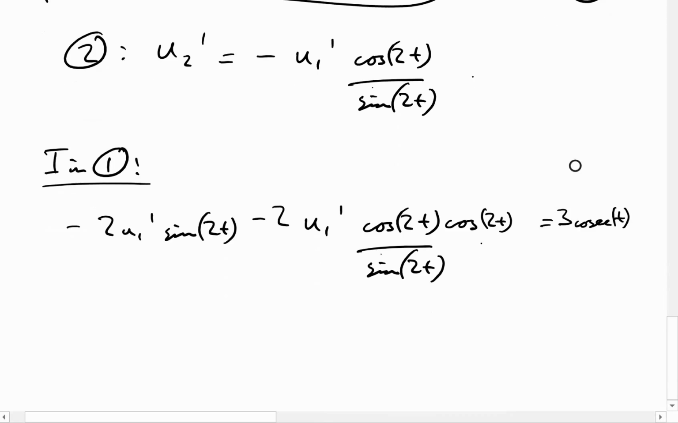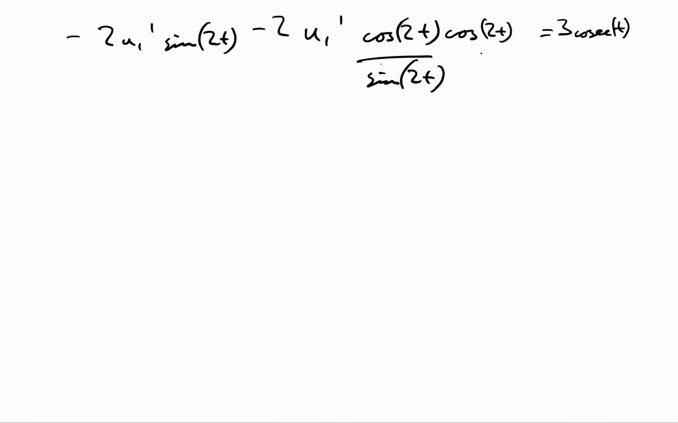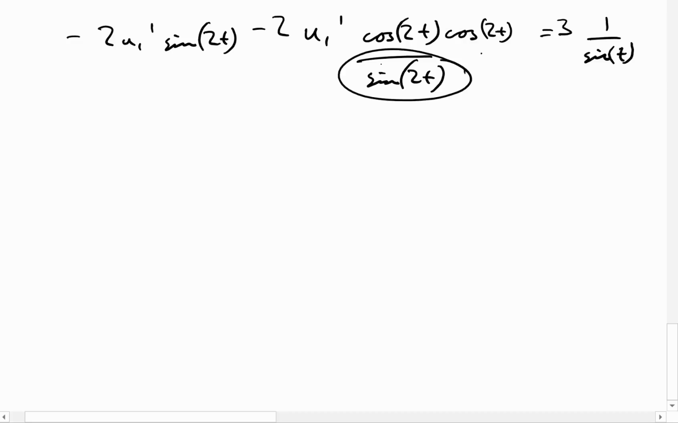Let's have a look at this equation. I'm going to write this for a start as 1 over sine t. Then I'm going to multiply through by sine 2t, and hopefully you can see why, because I've got sine 2t on the bottom there. So if I multiply through by sine 2t, that goes away.